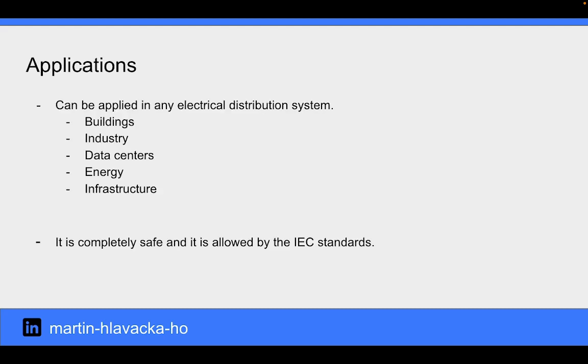Selectivity enhanced by cascading can be applied in any electrical distribution system, in buildings, industry, data centers, energy, and infrastructure. This method is completely safe and it is allowed by the IEC standards.